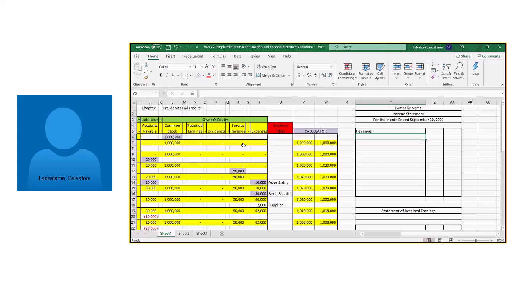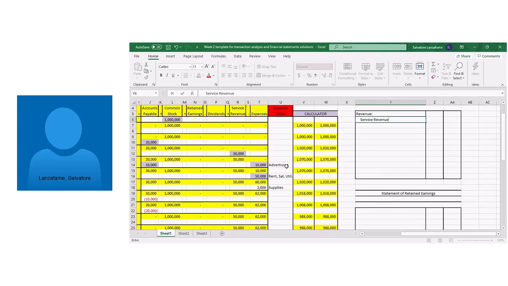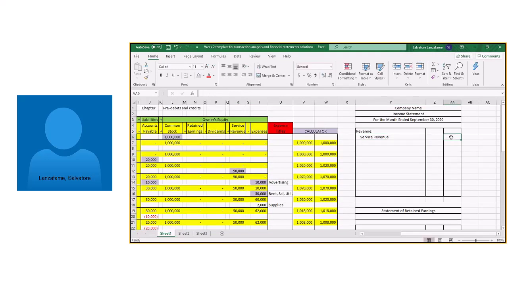I could have one for pedicures, one for tanning, waxing and all that other stuff. So for every different type of revenue, you would literally keep track of it separately. Service revenue is very generic. It could mean multiple things. So our service revenue ended up being $50,000, if you recall.